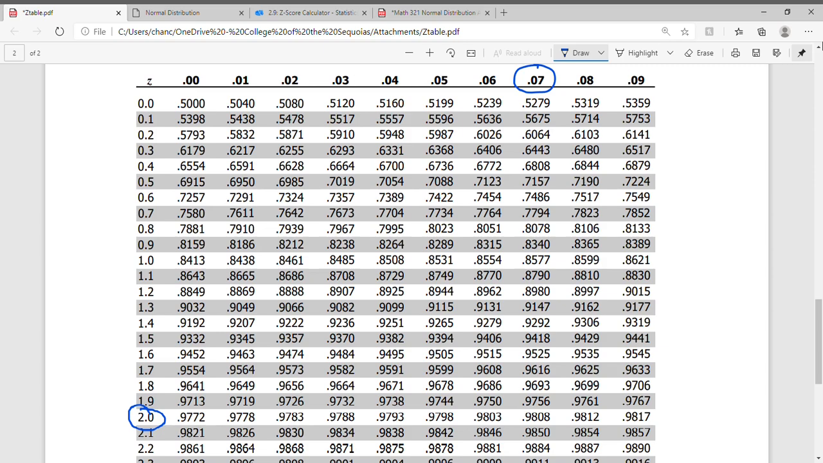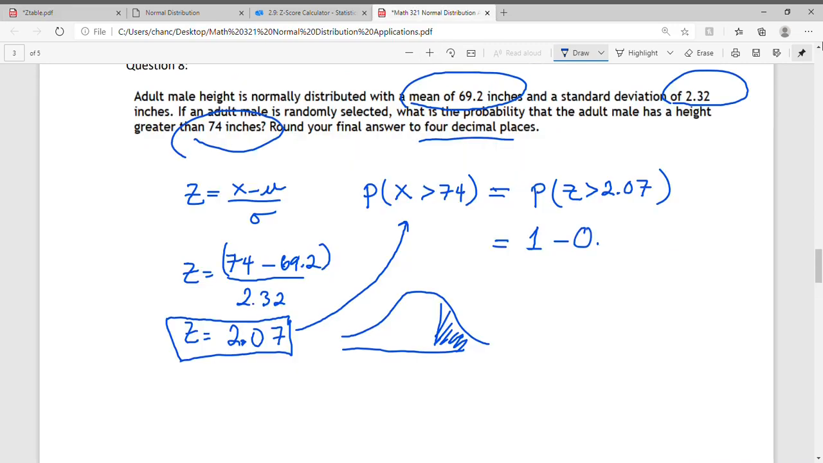So let's intersect the row and the column. And so this is our area, 0.9808. Now remember, that's the area to the left, but I want to look for the area to the right. So we'll have to subtract from 1 here, and this gives us 0.0192. So the probability that a male is greater than 74 inches is about 0.0192 or 1.92%. So it's very rare to have a male that is above 74 inches.